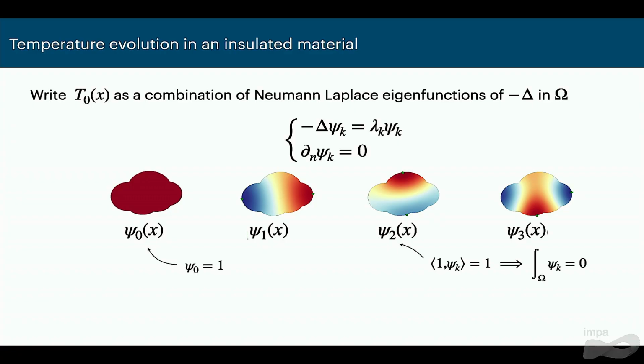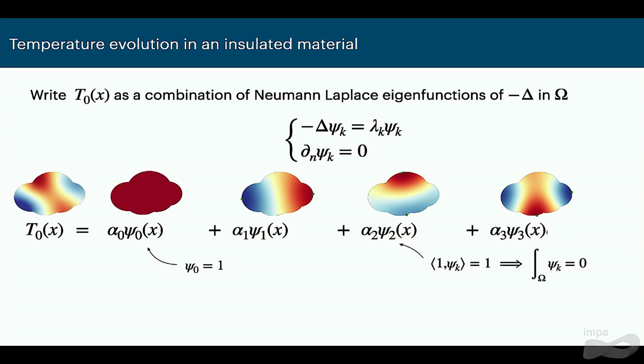What do we know about them? The first one is 1. The constant 1: Laplace of 1 is 0. That's an eigenfunction, just a 0 eigenvalue eigenfunction. And the normal derivative is also 0, because it's 0 everywhere. And then we have a bunch of them, which have to be orthogonal to the first one, because eigenfunctions are orthogonal. And in particular, they have mean 0.